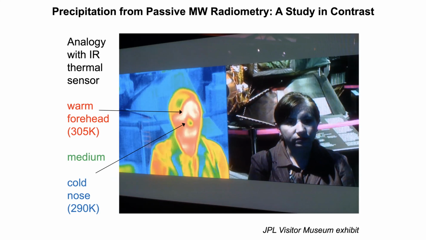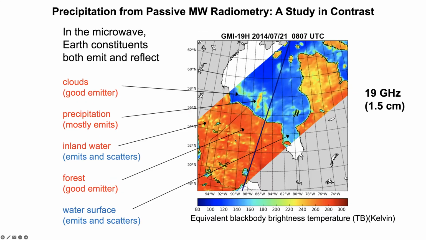If we were to make that same picture in the microwave, that's really what we're doing, right? We're just switching the frequency to a much longer wavelength. And in this band, the constituents on the Earth both emit radiation, just Planck's law, and they reflect or scatter radiation. This is at one particular channel, 19 gigahertz. It's a common frequency used by many passive microwave radiometers. You can see this is Canada, obviously, up here. Some surfaces are warm, like the reddish colors, like the land and so forth. And then some surfaces are cold, like water.